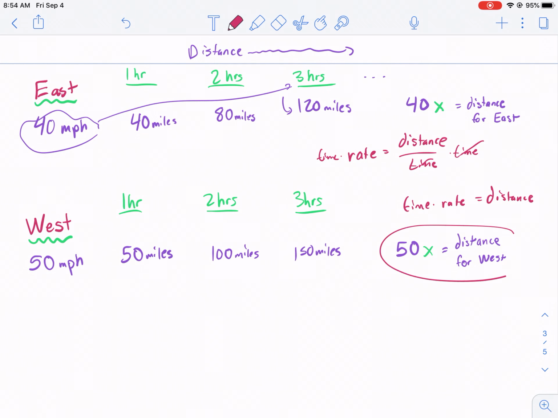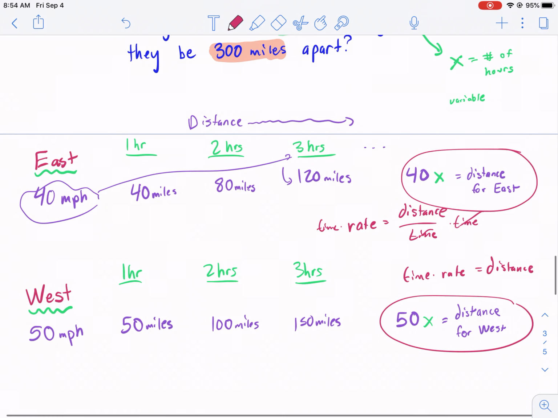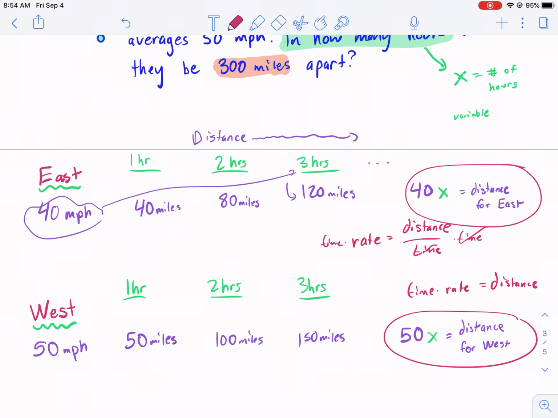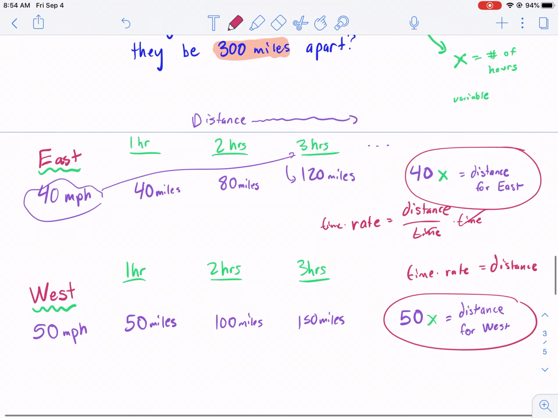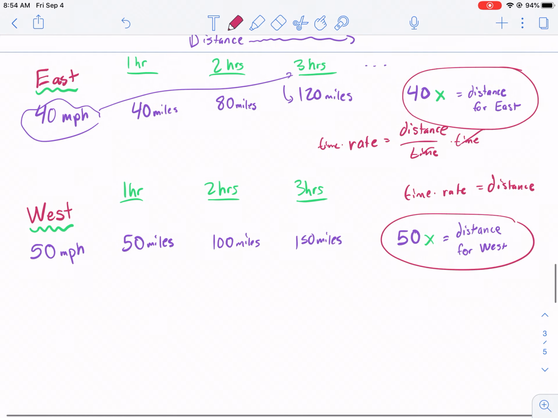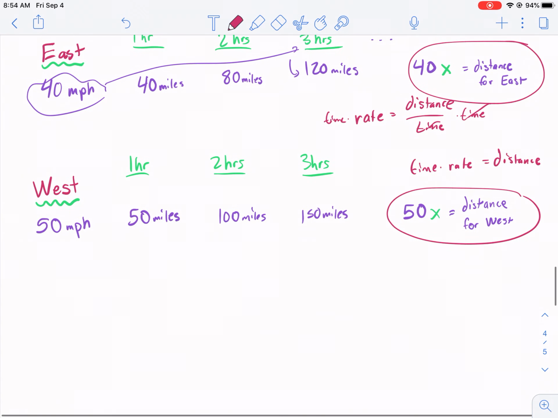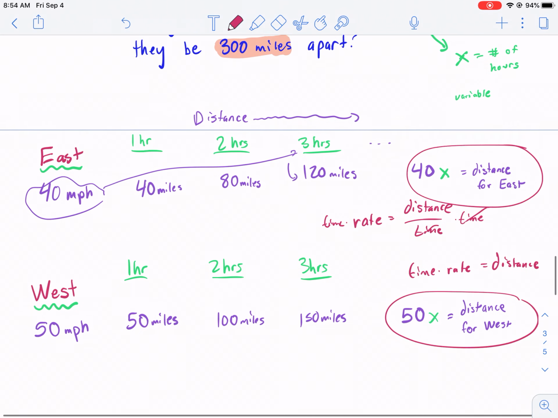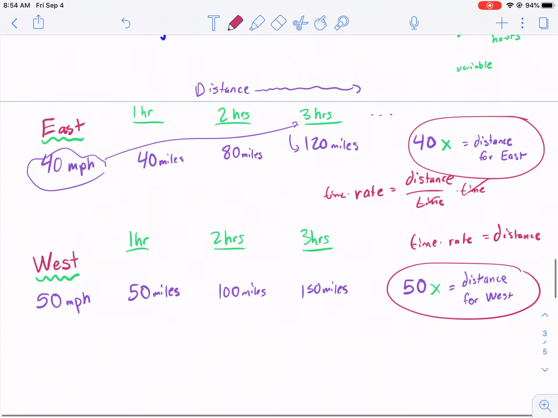Okay, so we got that part. We have our distance for the west, we have our distance for the east. Now, what do we need to know still? Well, we still have this 300 hanging over our heads. What do we do with that? Well, we want to know when these two cars are 300 miles apart from each other. So how do we do that? Do we say 40x minus 50x? Do we do 40x times 50x? How do we think of this problem?